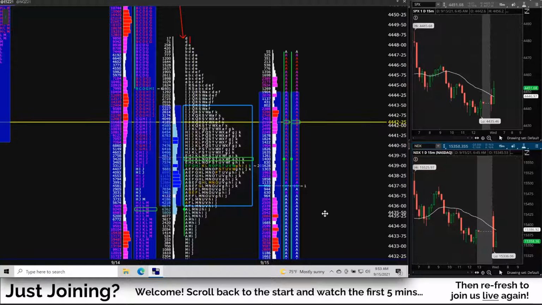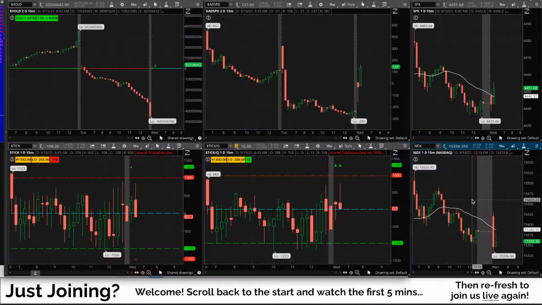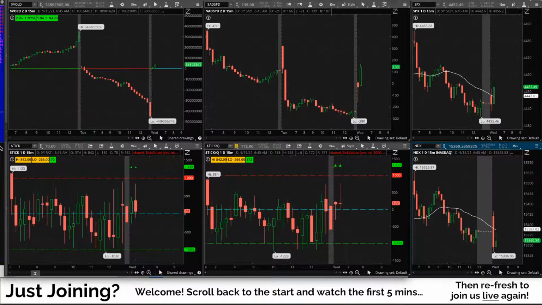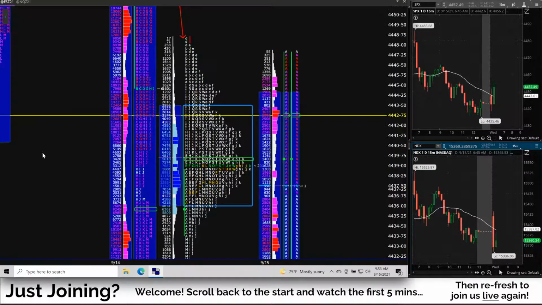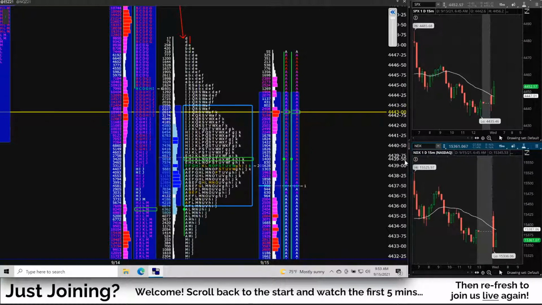Market's still looking for support. Haven't quite brought in enough buyers yet, but they're getting there. They're building momentum.